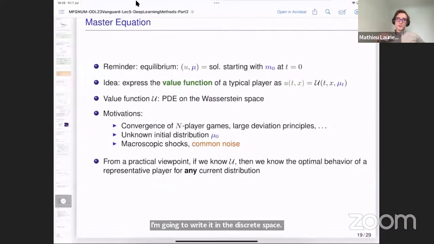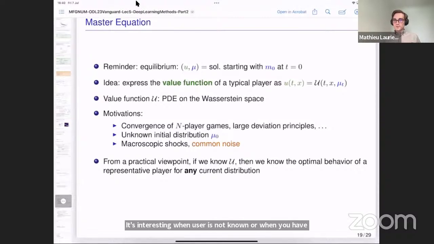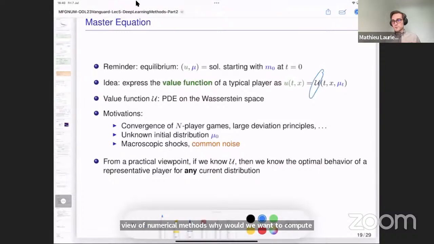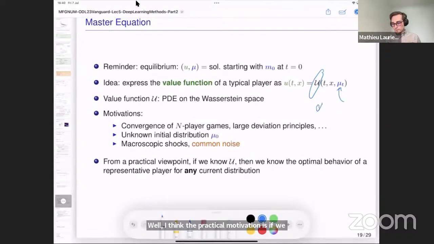So motivations: convergence of n-player games. There are also some papers on large deviation principles by François Delarue and Kavita Ramanan, and then some follow-up papers. It's interesting when mu zero is not known or when you have common noise. So in particular, for me, a practical motivation, let's say from the point of view of numerical methods. Why would we want to compute this abstract object, which is a function of a measure? Well, I think the practical motivation is if we compute it, then we will have similarly a control, which will be a function of t, x, and mu t, meaning that as a representative agent, I know how to react to any time, any position, and also any mean field distribution, right? Which is not the case when I consider just Markovian controls, functions of t and x, my own state.